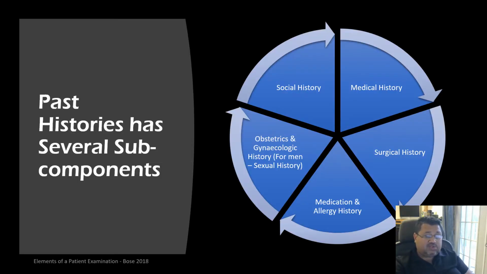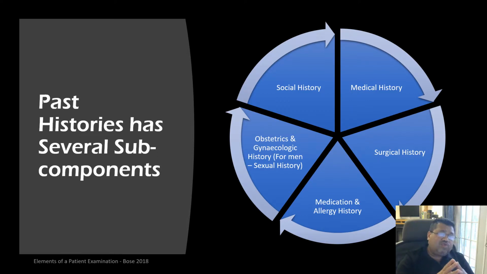A past medical history is a whole collection of every single past history that there might be. So this includes medical history, surgical history, medication and allergy history. In cases of women, obstetric and gynecologic history, and for men, you also want to throw in sexual history. So OB and gynecologic history in women would automatically delve into sexual history, whereas in men, sexual history could be a separate history. And then social history. We'll look at all of these.